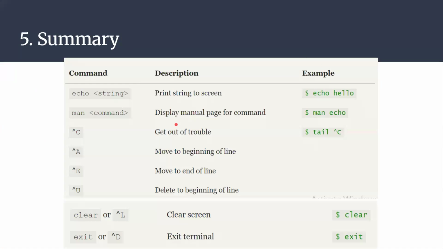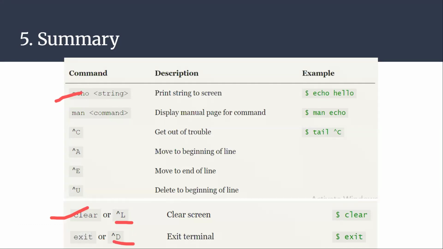Now let's have a quick summary, then we will move to the next topic. We have seen this command. Clear is basically to clear the screen, and exit command is basically to exit the terminal. We also have the shortcut keys that you can practice. If you don't want to type clear, you can use the shortcut Control L. If you don't want to type exit, you can use the shortcut Control D.